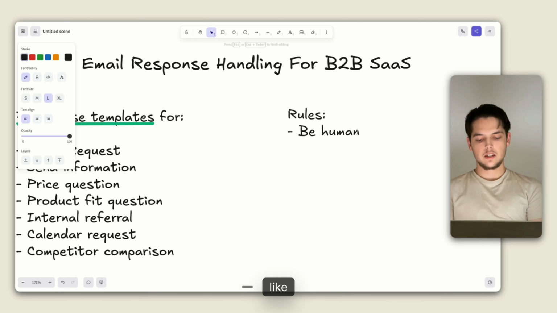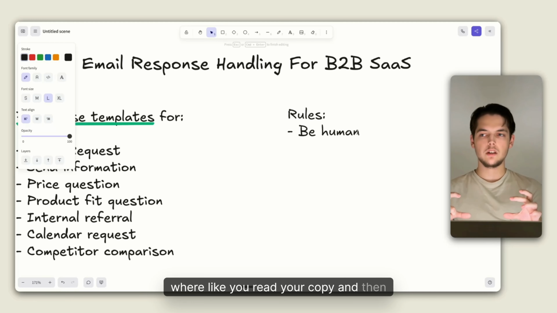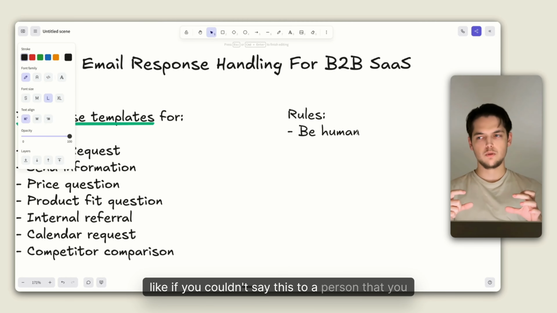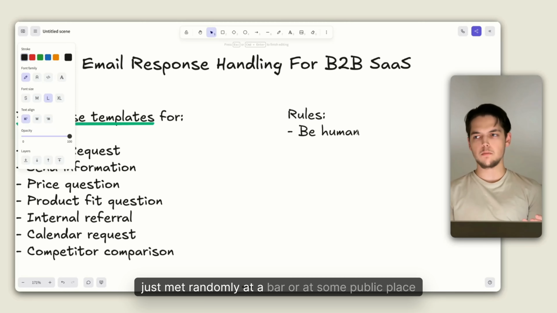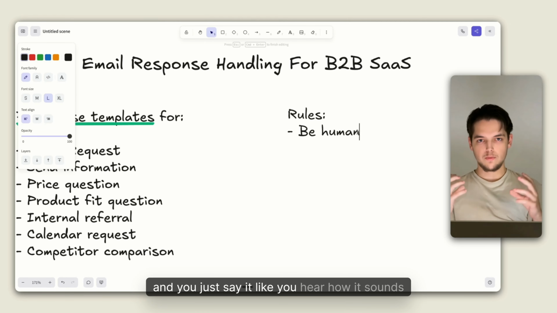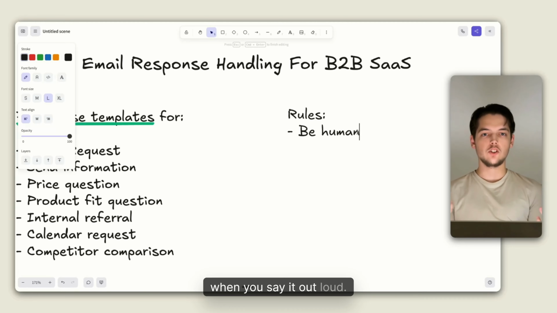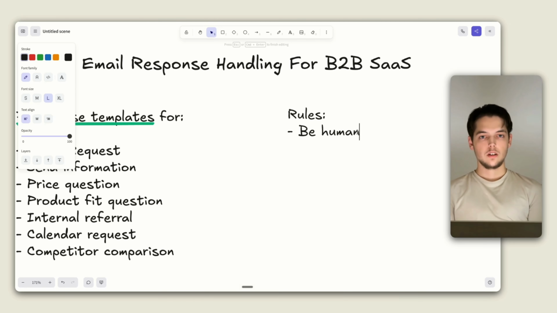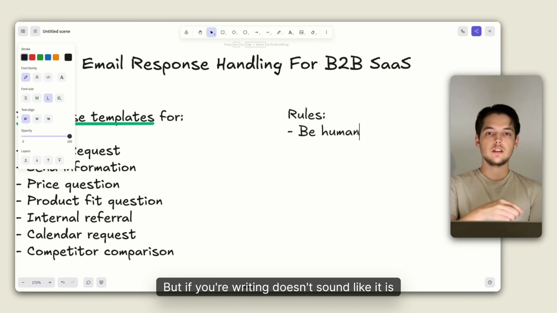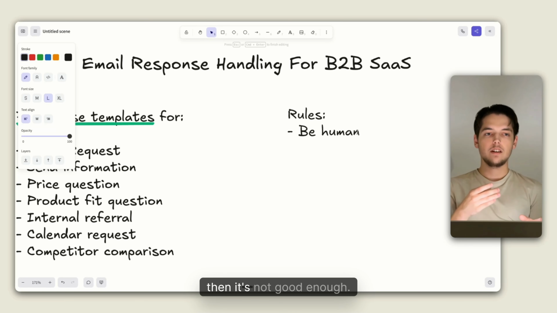There's this thing some people call the bar test, where you read your copy, and if you couldn't say this to a person that you just met randomly at a bar or some public place, you just say it out loud and hear how it sounds. If that sounds weird, then it will also be weird written out. People think that writing and speaking are two different things, but if your writing doesn't sound like it is spoken casually, then it's not good enough.